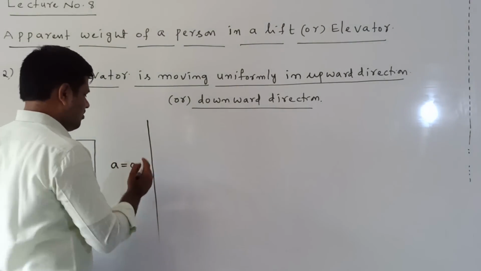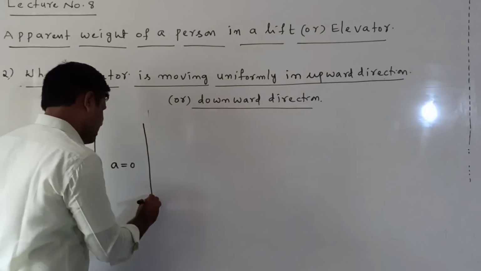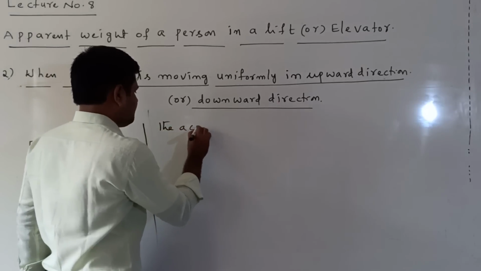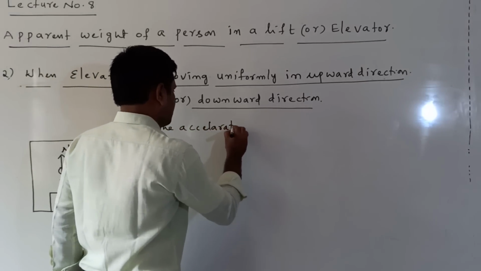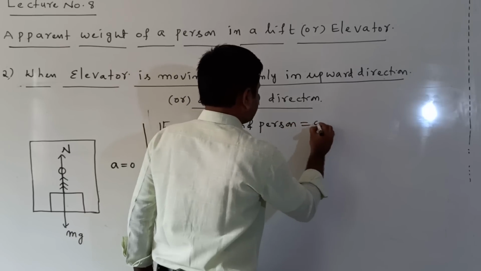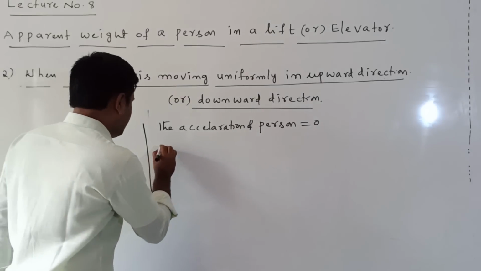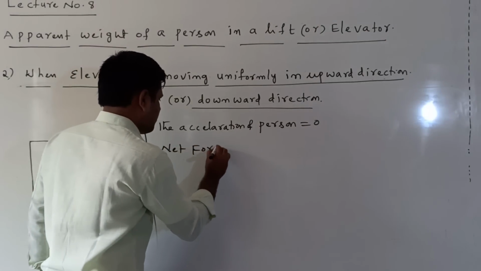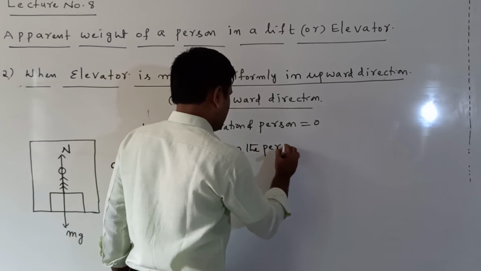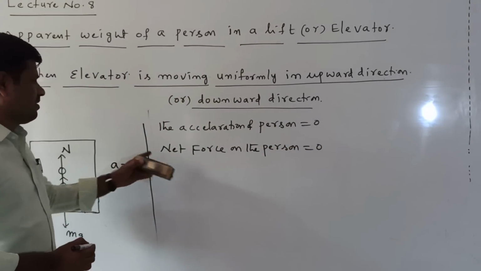Acceleration 0 means the person standing inside the lift also has acceleration 0. When the acceleration of the person is 0, the net force acting on the person is 0.